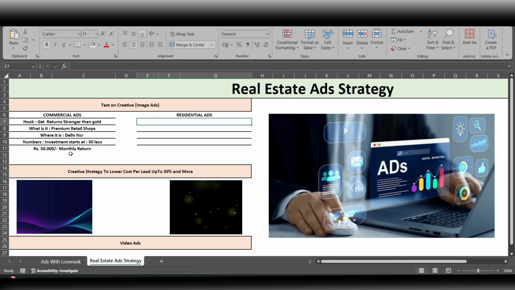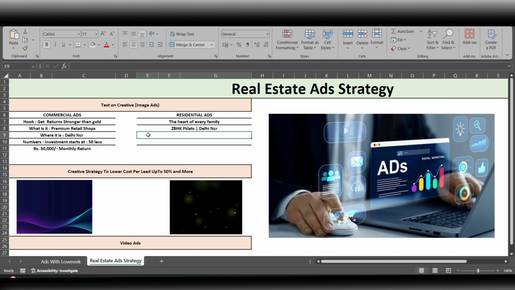We will be using the same format, but obviously the hook, the what it is, where it is, or numbers might get slightly changed. So for residential real estate, we can use a hook like, the heart of every family. We can mention this as a hook, and you can also write other hooks as well. And then what it is: let's say it is a 2 BHK flat, so we will mention 2 BHK flats on the creative, and then we will mention the location, whatever the location is. Let's say again it is Delhi NCR.